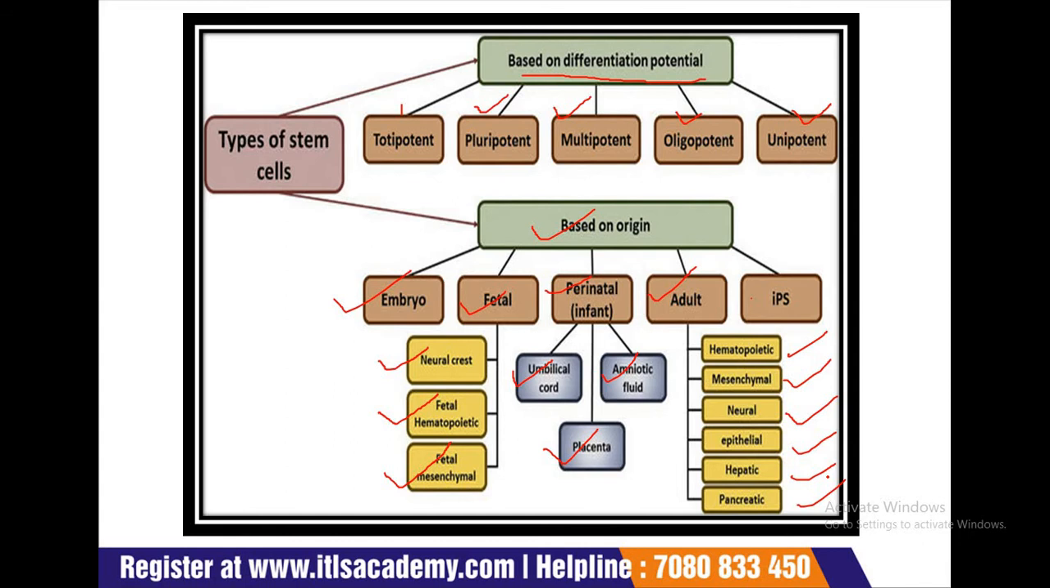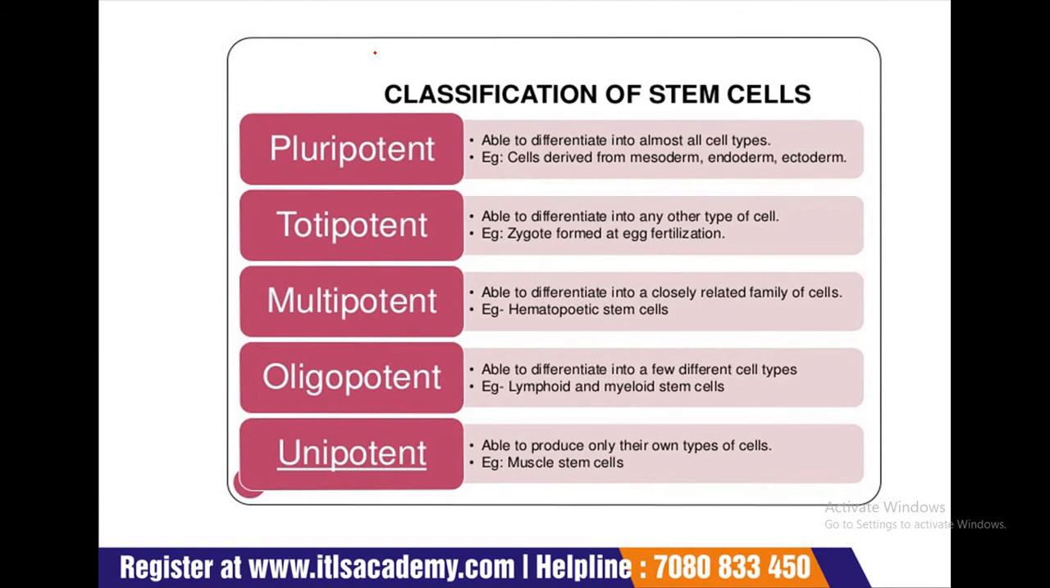Now we will discuss and classify, first, based on differentiation potential. So, the classification of the stem cells. First, what is pluripotent? Pluripotent stem cells are able to differentiate into almost all cell types. An example is cells derived from mesoderm, endoderm, and ectoderm. Totipotent cells are able to differentiate into any other type, like the zygote formed at egg fertilization. Third is the multipotent cells, able to differentiate into a closely related family of cells, like hematopoietic stem cells.